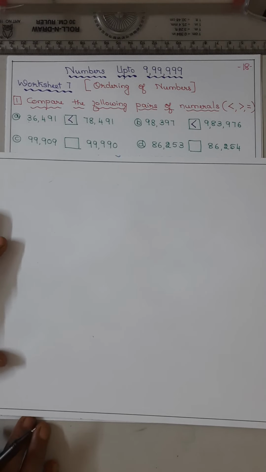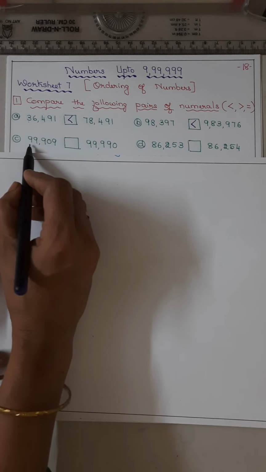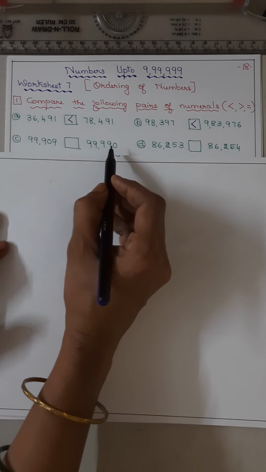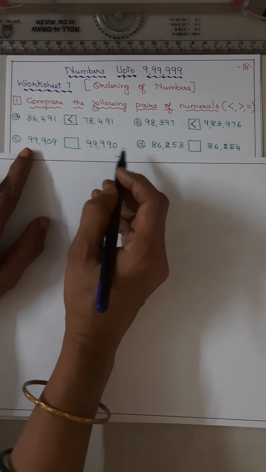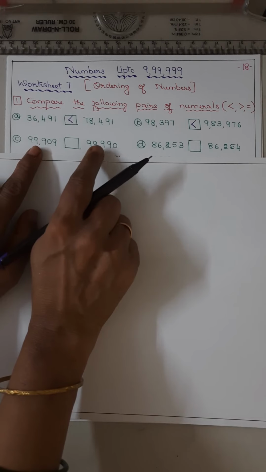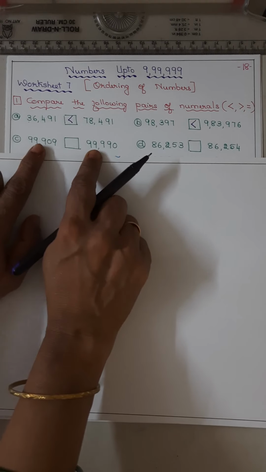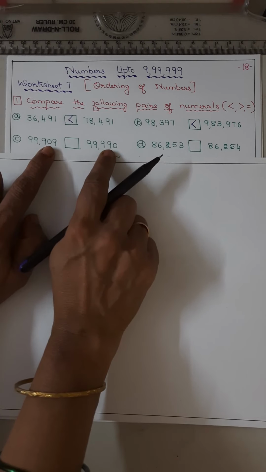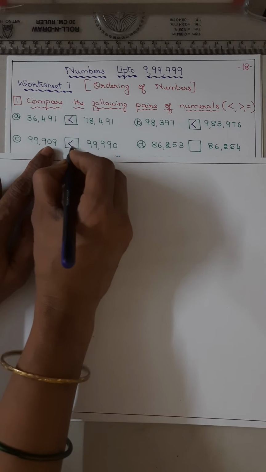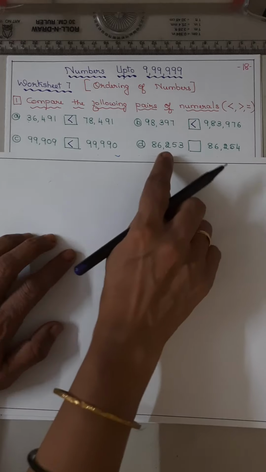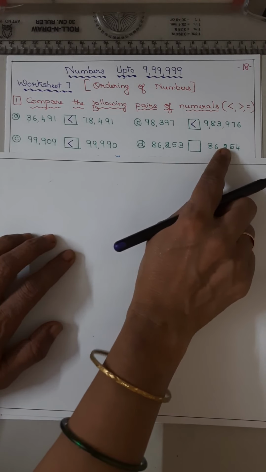Directly put the symbol. Now it is 5 digit. Now compare the digits from the left-most. It is 9, 9 same, 9, 9 same, 9, 9 same, 0, 9. 0 is less than 9. Put the sign.